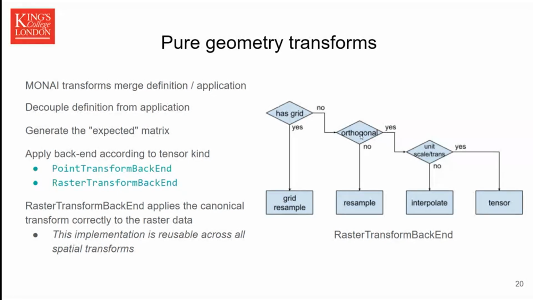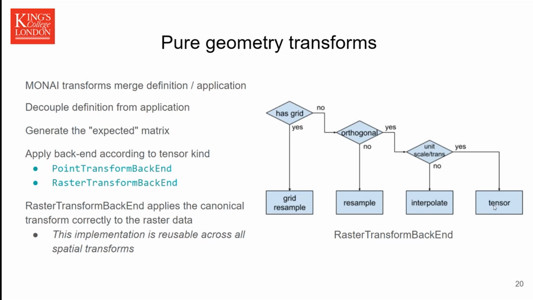If it doesn't have a grid, we can examine that matrix and we can say, is the matrix orthogonal? If it isn't, then we can even do things like introducing a resample operation that doesn't require a grid. That's an extension that MONAI currently doesn't have. And in fact, PyTorch doesn't have, which is why MONAI doesn't have it, but we could still implement it. If the matrix does represent an orthogonal transform, we can check whether it's a unit scale and a unit translate. If it isn't, we perform an interpolate. And if it is, then we just perform a tensor operation.